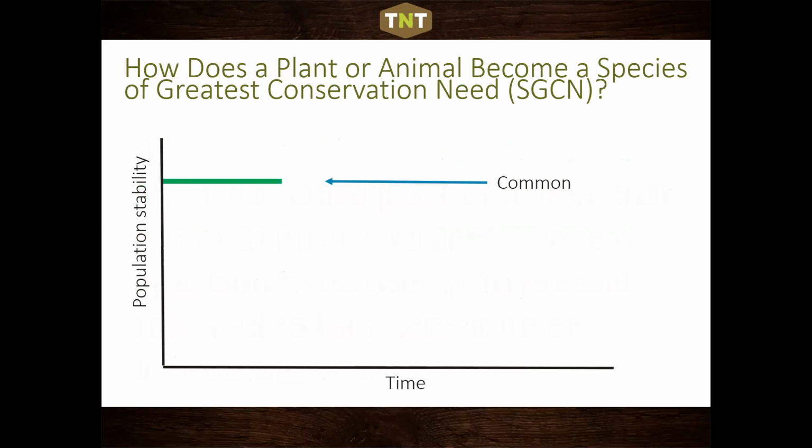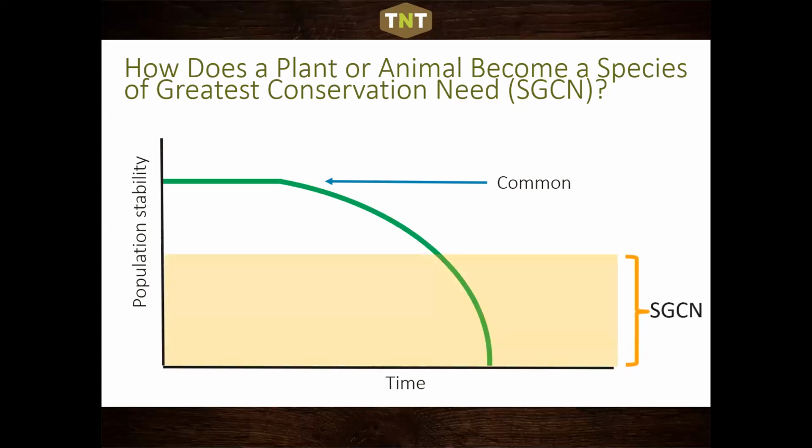So how does a plant or animal become a species of greatest conservation need? It starts out, like most things, as common. The common might be super common. It might be common in just a specific geographical area, but at one point it was a fairly stable population. Over time, through habitat change, habitat loss, other factors, the population starts going down. At some point, biologists, the taxa experts, might declare it to be an SGCN, a species that we need to get concerned about. The idea is by doing that, we can then pay attention to it through research at universities or through conservation agencies to help it not become threatened or endangered. And then, of course, we know what the end game of that is.